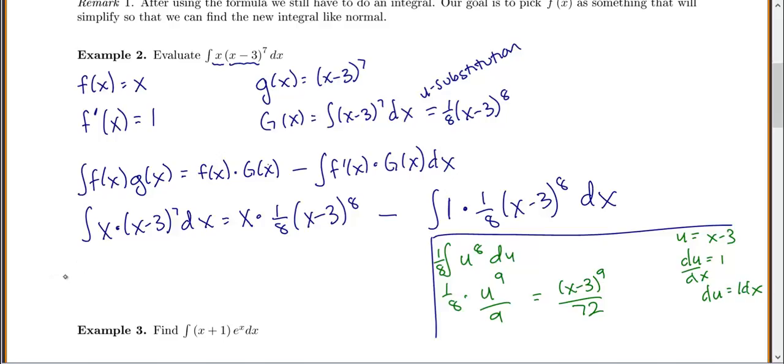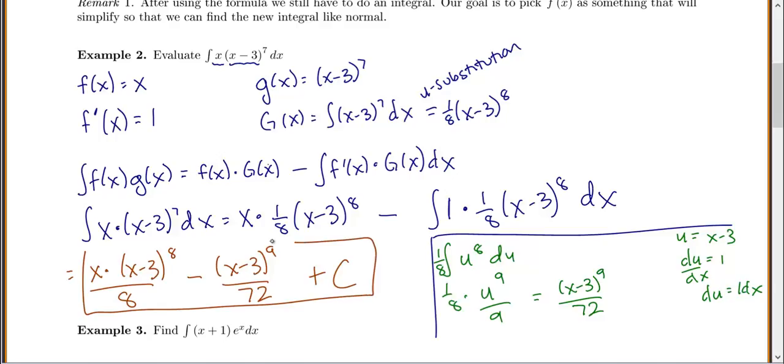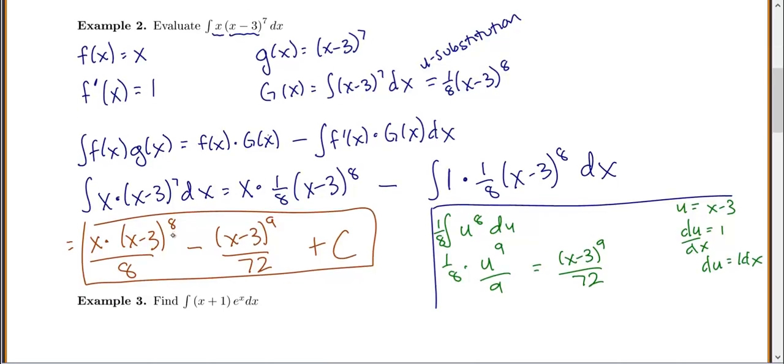So my final answer over here is going to be x times (x minus 3) to the power of 8 over 8 minus (x minus 3) to the power of 9 over 72 plus c. Again, at the very end, go ahead and add in your plus c. So we actually had to do u substitution, then integration by parts, then u substitution again. Sorry, that was not the best problem to start with. I should have tried it first.